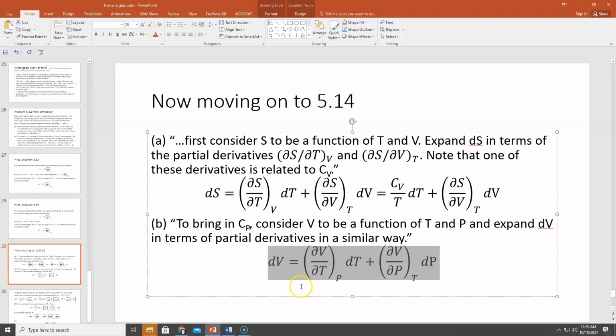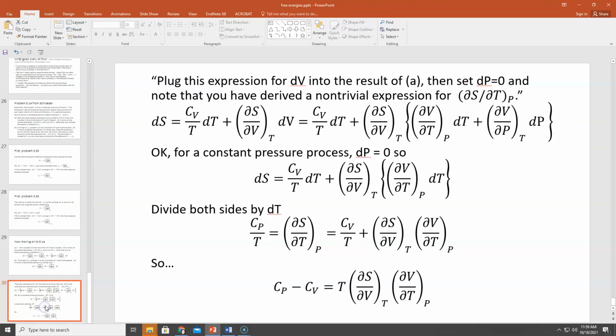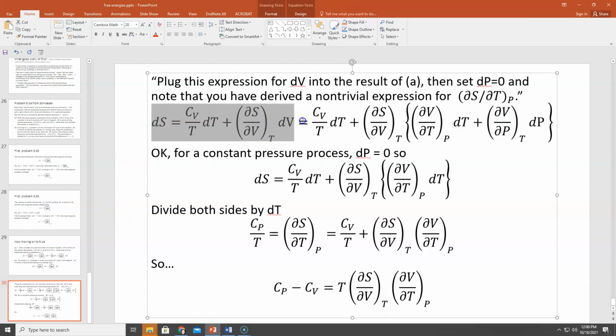Now, we're going to use this. Plug this expression for dV into the result of A, set dP equal to 0, and note that you have derived a non-trivial expression for partial S with respect to T holding P constant. Okay, so here we go. This was where we were at before from part A, right? We had dS is C_V over T dT plus partial S with respect to V holding T constant times dV.